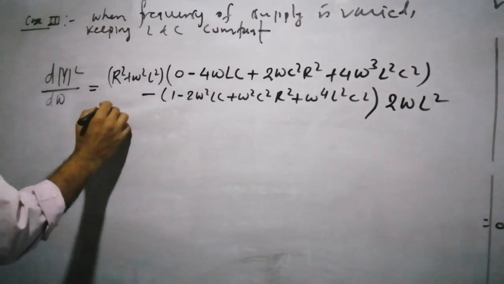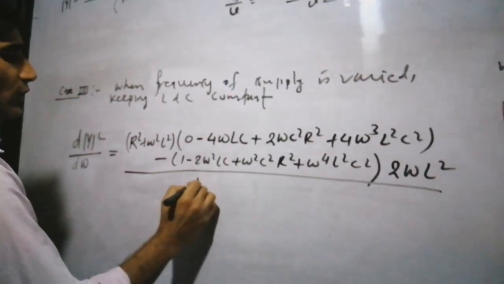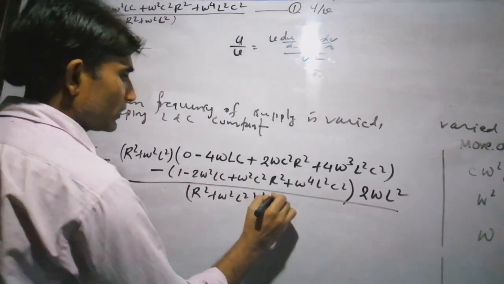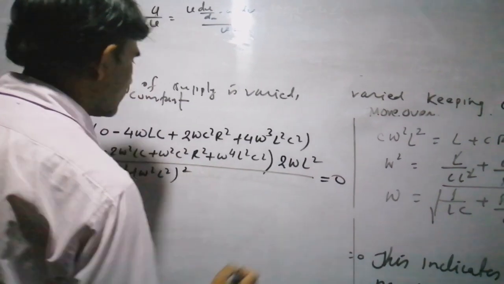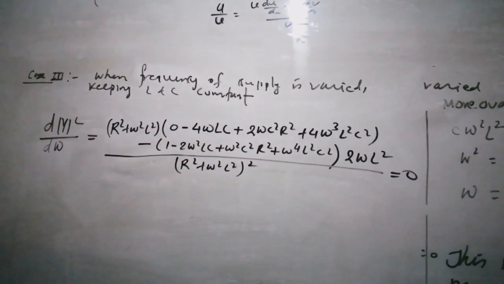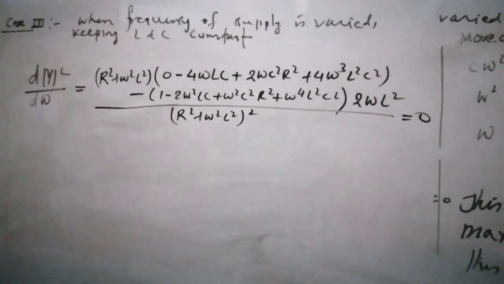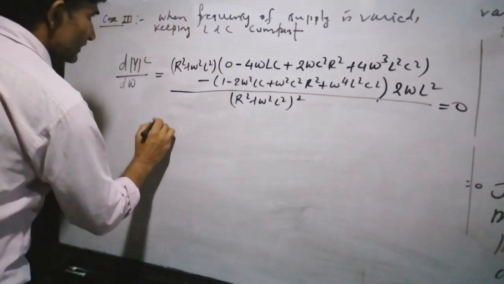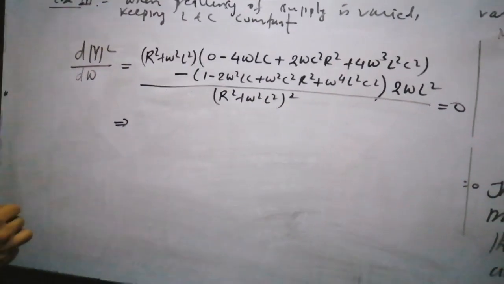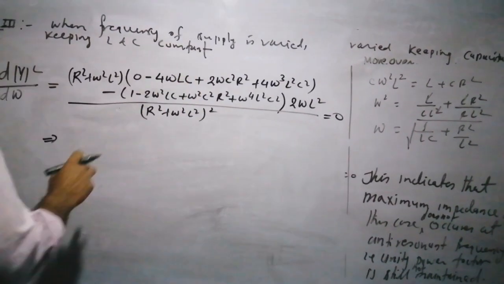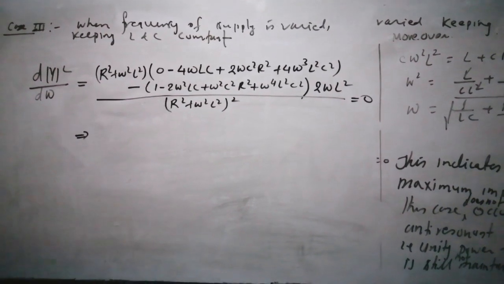Okay, and so n is divided by the whole square of this term. This is r square plus omega square l square, and this whole square must be equal to 0. Now we know that second, I have to multiply all this and cut the terms which get cancelled. But before doing that, I think it's better for me to take the common 2 omega and cut it down, so the terms will be at least smaller.